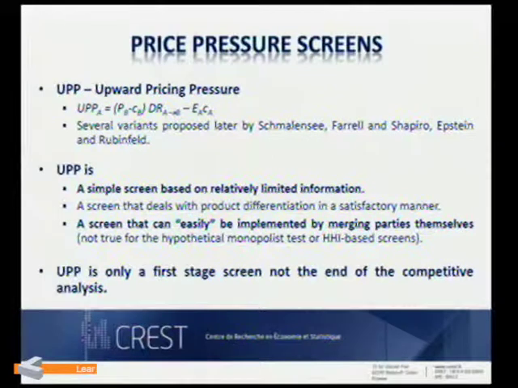And that's, in a sense, the very positive aspect of this UPP test: they are very simple screens that can be carried out with limited information, and that deal with product differentiation in a better way than just using market share can do. One of the other positives of UPP is that, contrary to market definition through the SNIP test, for example, parties only need information on their products to carry out the UPP test.